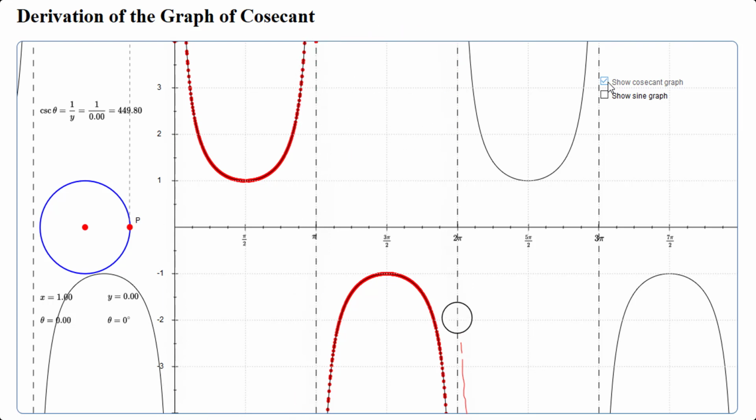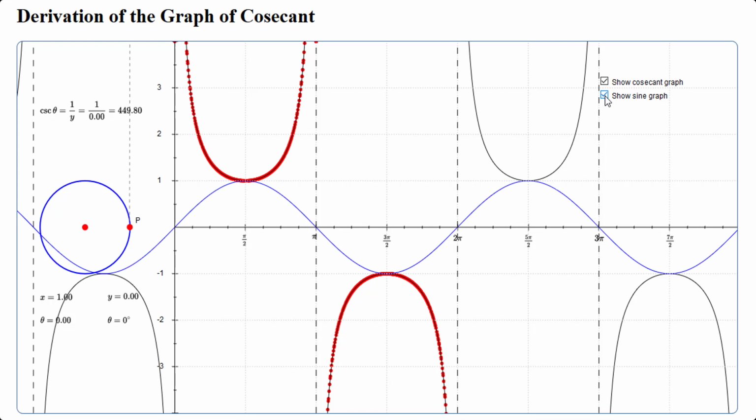And the next thing I want to show you is this. When it comes to drawing the graph of cosecant, it helps to, in fact, draw the graph of sine, and then, from there, decide what you want your graph of cosecant to look like. So for instance, let me show you what the graph of sine looks like with respect to my cosecant graph.